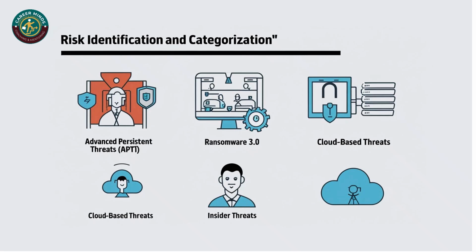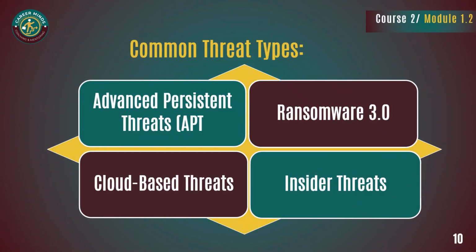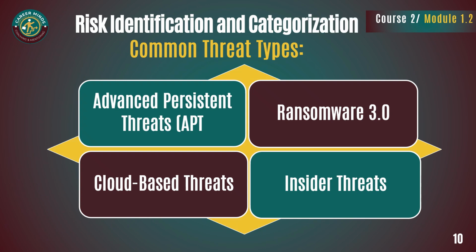So let's now explore how we identify and categorize cyber risks. We start by examining common threat types. Number 1 is Advanced Persistent Threat, which is APT. These are long-term stealthy attacks, often carried out by state-sponsored actors. They infiltrate networks and quietly extract data over time.